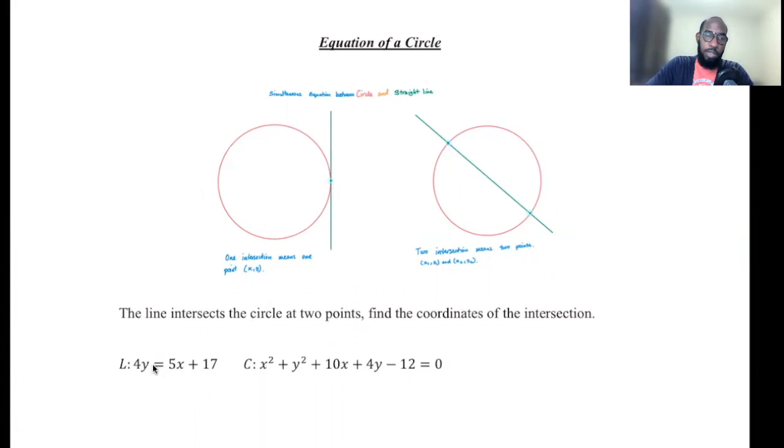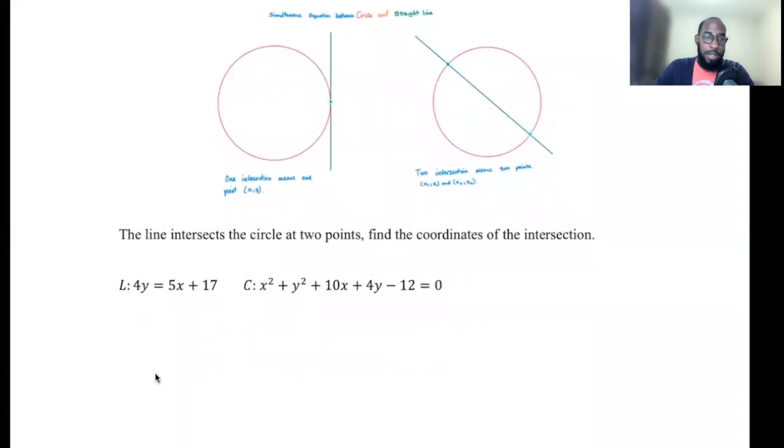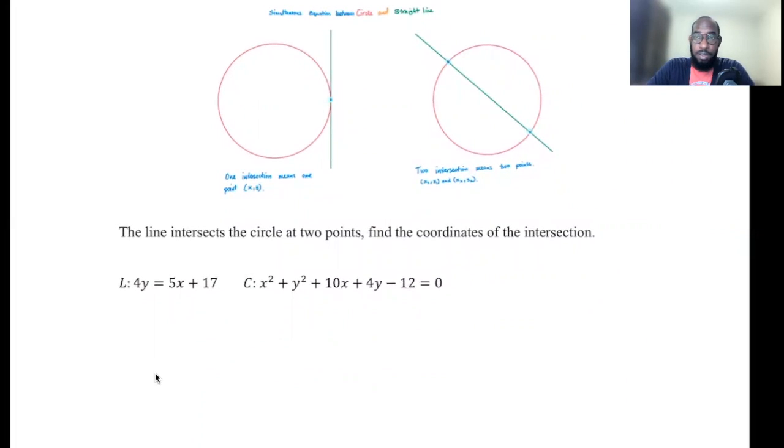So we have the equation of the line here. That is not the general form of the equation of the line, but it's still the equation of the line. And we have the equation of the circle here. Similarly, it's not the general form for the equation of the circle, but it's still the equation of the circle. So I'm going to use the equation of the line, and we are going to apply the substitution method in simultaneous equations. If you are hazy on simultaneous equations, you can check out my video to be more familiar with it.